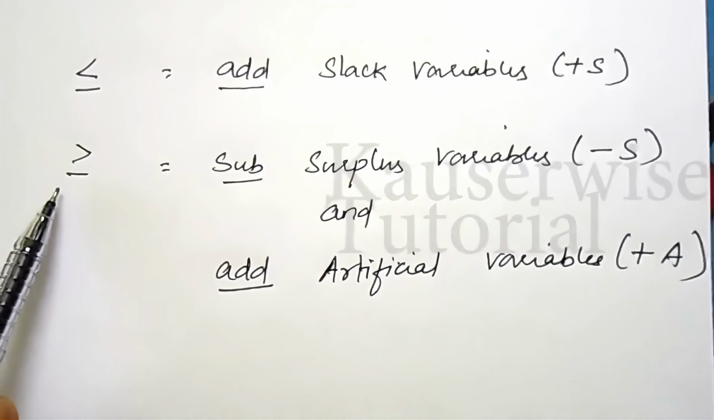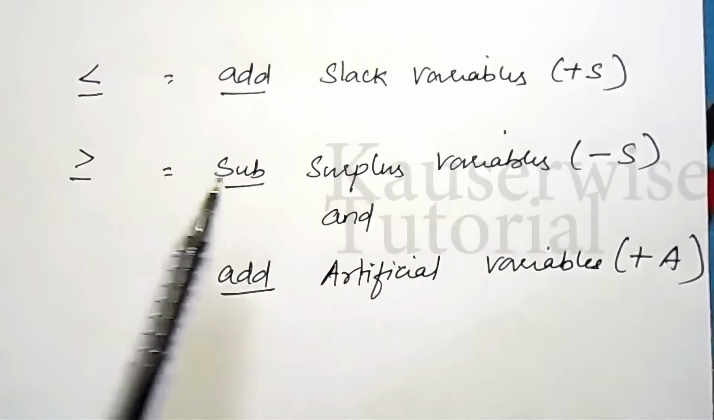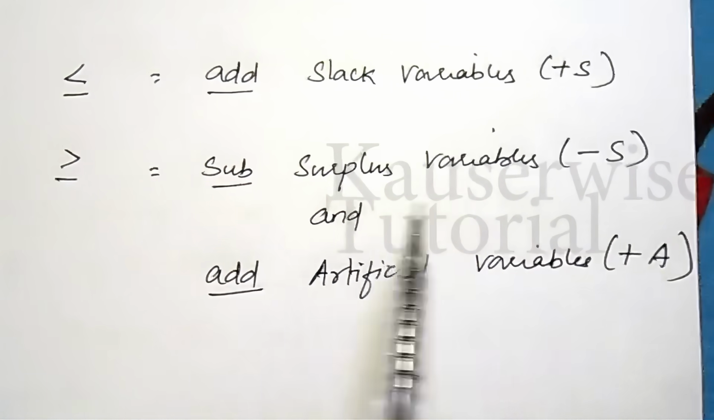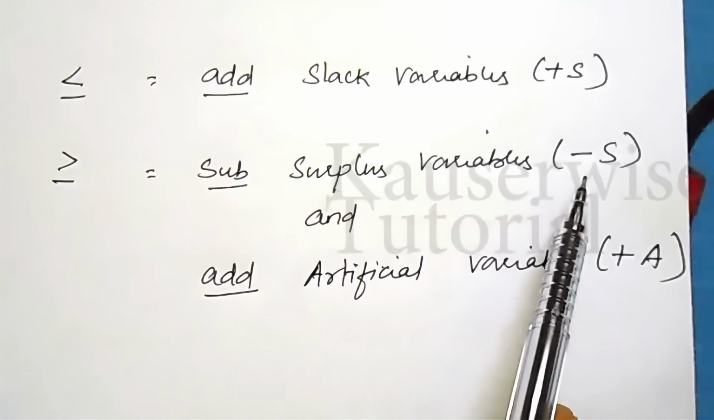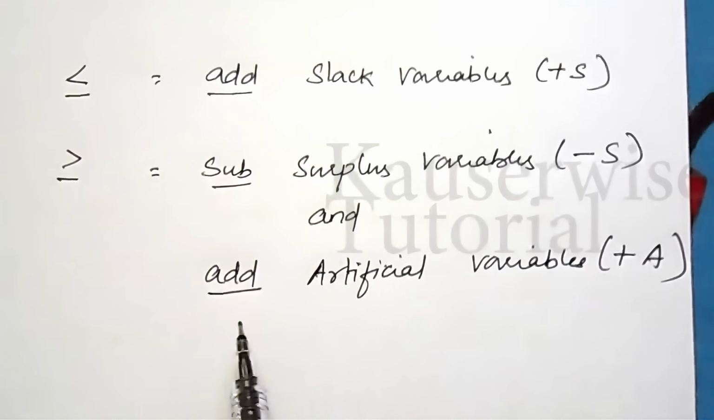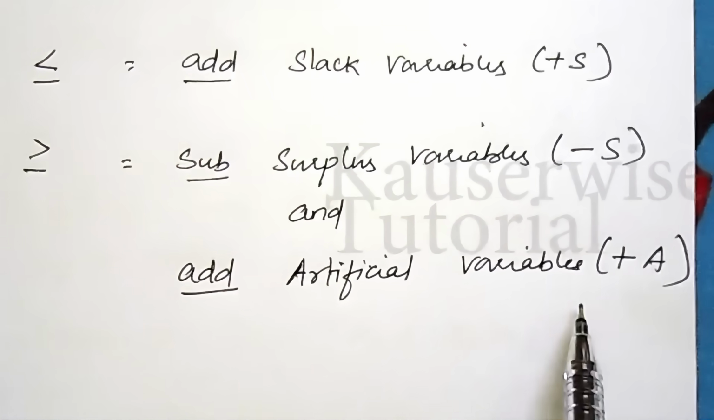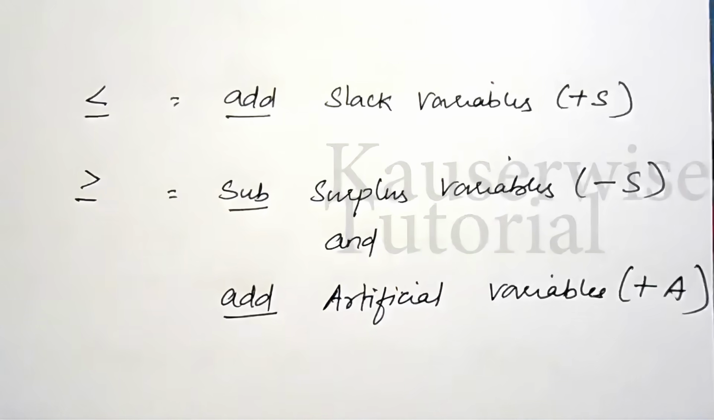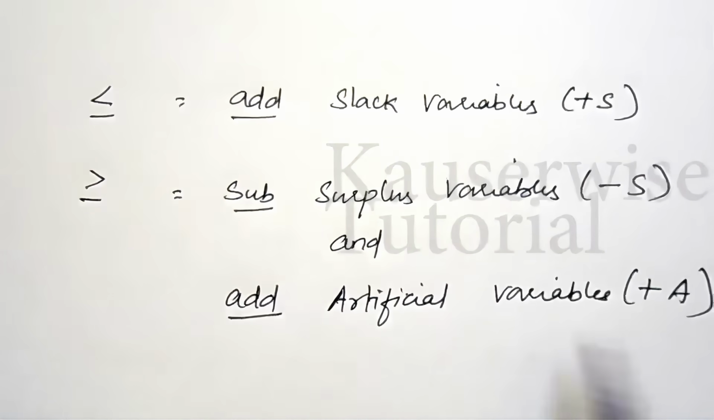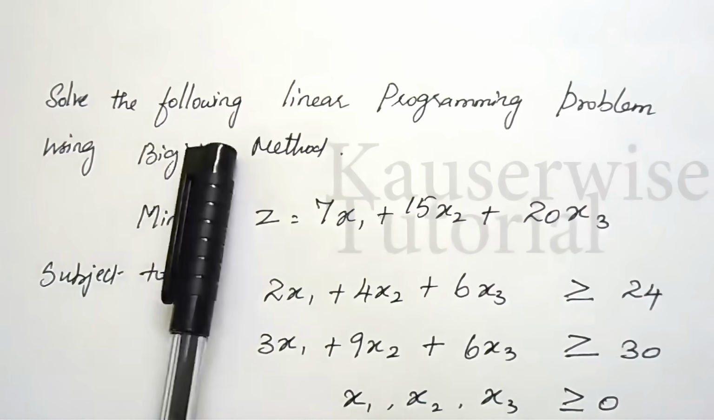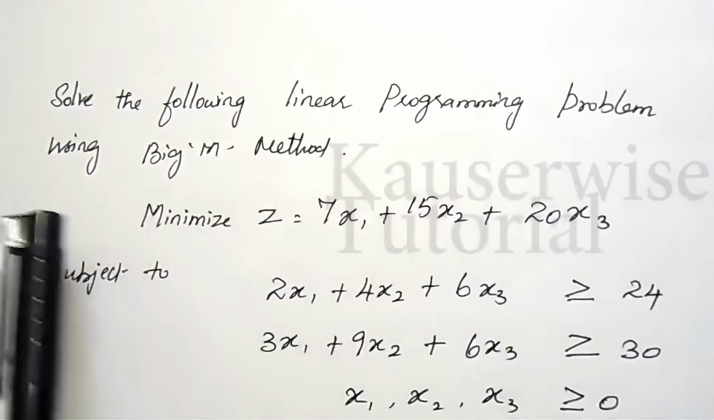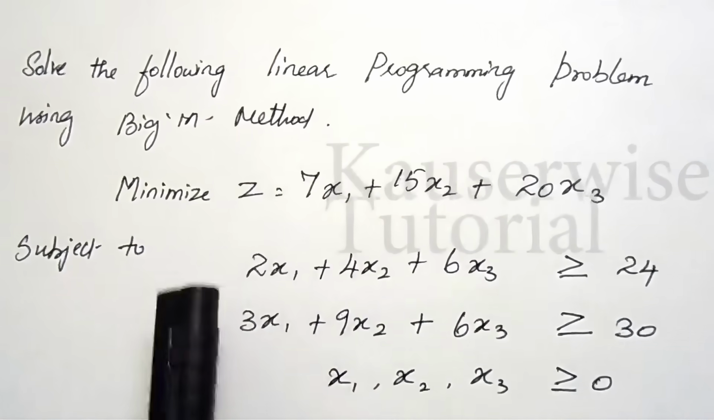So in case of greater than or equal to, we need to do two things. First thing, we need to subtract surplus variables, that is minus s, and we need to add artificial variables, that is plus a. Let us see the problem using the Big M method. Solve the following linear programming problem using the Big M method.